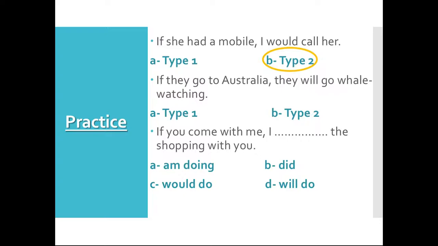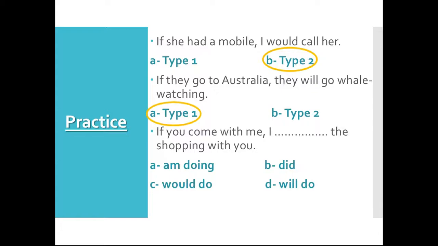Now, let's go to the second sentence. If they go to Australia, they will go whale watching. A whale in Arabic means حيتان, مشاهدة الحيتان. All right? حوت. Now, is this type 1 or is it type 2? You're going to look at the if clause. Did we use the present or the past? We used the present, right? And with the result clause, we used future will. So, is it type 1 or 2? It's type 1. See? That was easy.